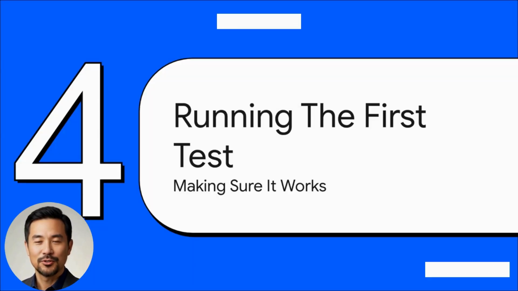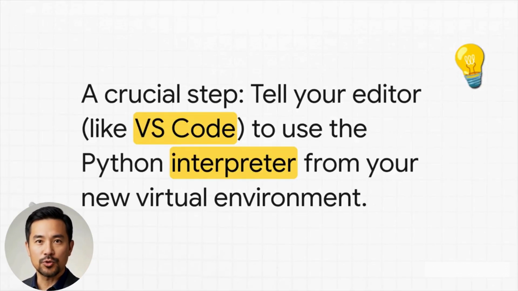Okay, the tools are in the toolbox. Now for the final and most crucial step. We got to make sure everything is plugged in and working right. We need to run a quick test. Now listen up, because this is a really key step, and it's super easy to forget. We have to explicitly tell our code editor, we're using VS Code here, to use the Python interpreter from the virtual environment we just created. It's like pointing our notebook to the right toolbox for this specific job.